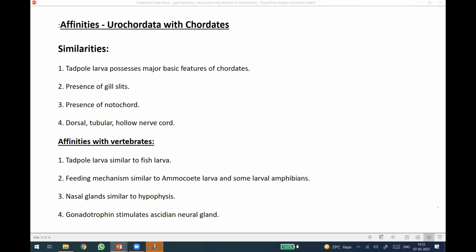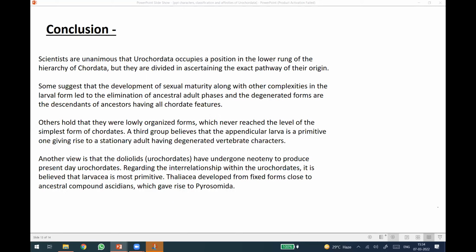Chordata और Vertebrata में difference हम लोग बहुत बार देख चुके हैं. नोटोकॉर्ड जब vertebrae में convert करता है, तो नोटोकॉर्ड टूटकर vertebral column में convert करता है, तो those animals are the vertebrates. तो vertebrates के साथ भी Urochordata की affinities observe की गई हैं. That is the tadpole larva similar to fish larva, feeding mechanism similar to ammocoete larva, cyclostome larva है Petromyzon का, and some larval amphibians. Neural gland similar to hypophysis. Gonadotropin stimulates ascidian neural gland. So these are the characters resembling vertebrates.